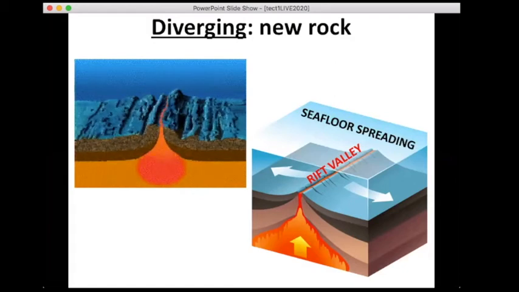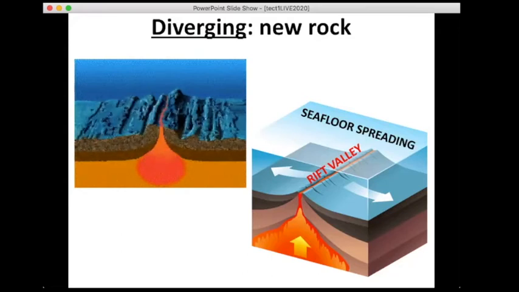And we realized that as you move away from the middle, the rocks get older, and the rocks are young right in the center where it's split open. Okay, so that's called a rift valley. Rift means tear, and the valley is the opening that is created. Notice that on each side of the diverging boundary, the rocks are kind of raised. We call that a ridge.